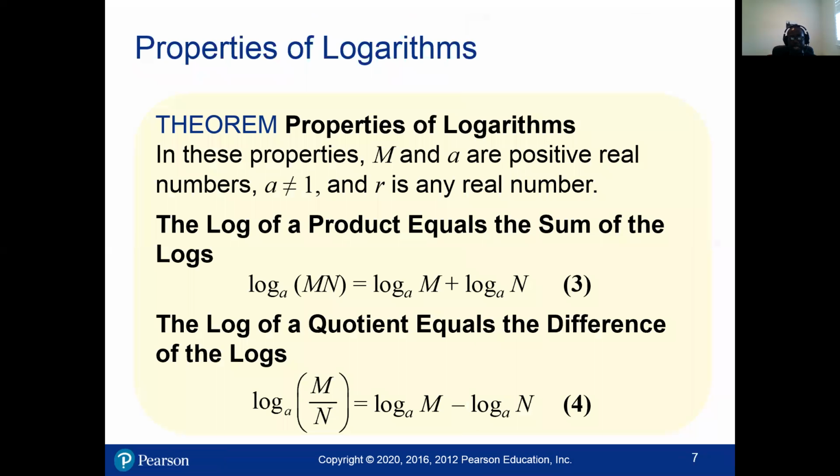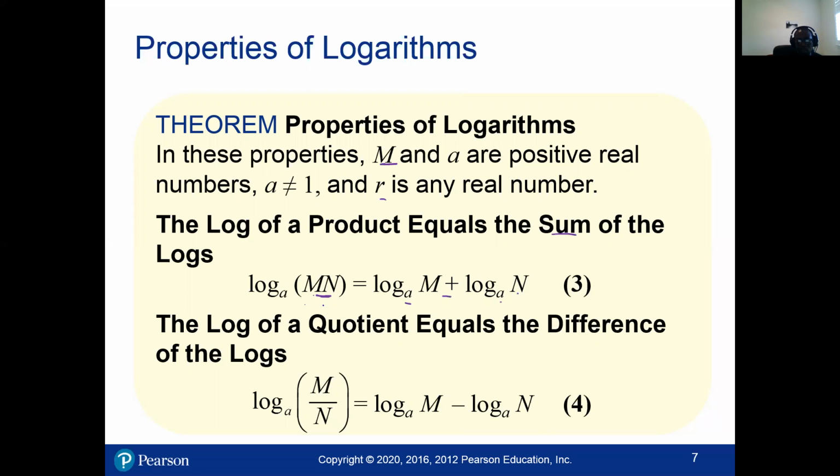All right. So if you have a log that is a product, a is not equal to 1, and r is any real number. Now m and n are any positive real numbers. If we have a product that is m times n, then we can write it as a sum. So that is the log of m base a plus log of n base a.